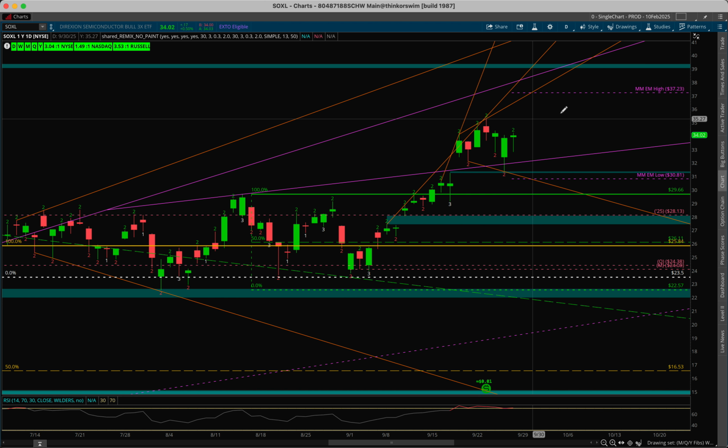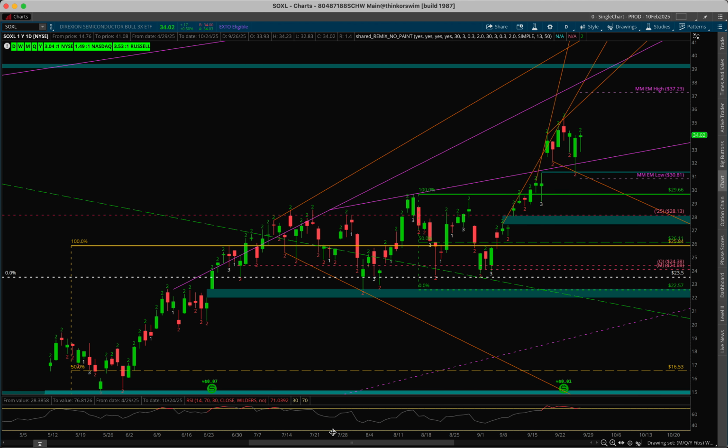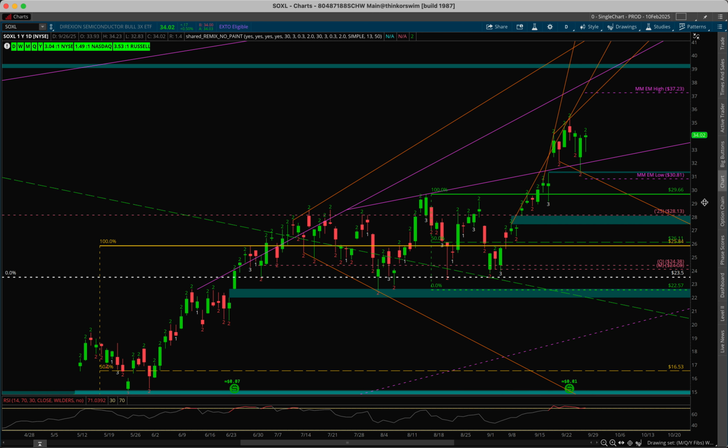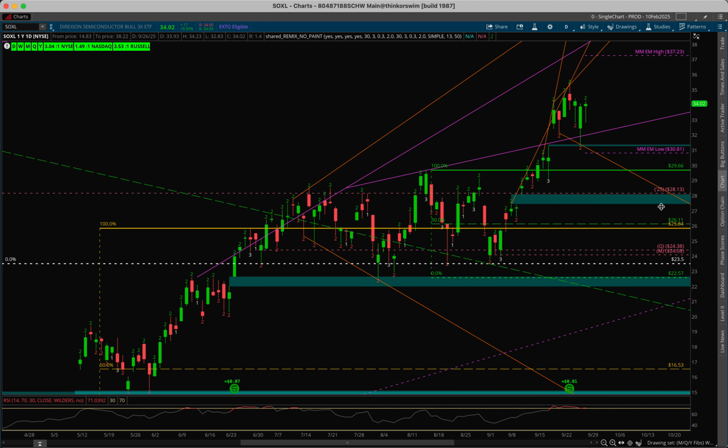But again, that's if things just turn really bearish. Well, I don't even want to say really bearish, because SOXL is a triple leveraged ETF, so price can move pretty fast. You can see how quickly we went up. We can go down just as quickly as well.